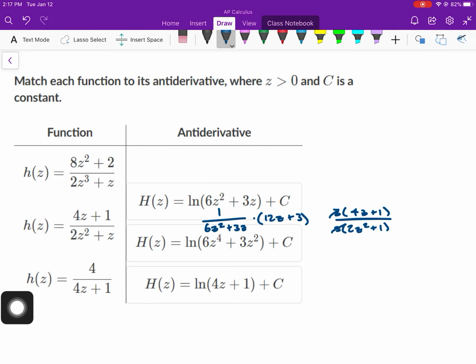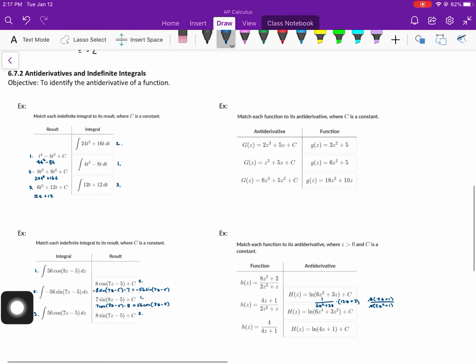So that's pretty much it. You're just taking the derivative, working backwards here. And I think in the next unit, we're going to be looking at the formulas and how to actually do the antiderivative.